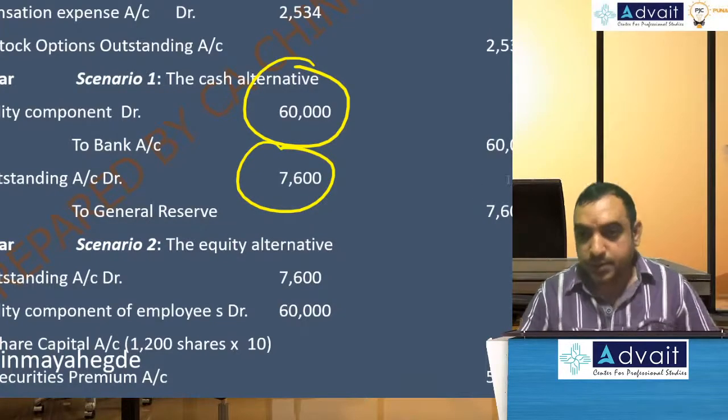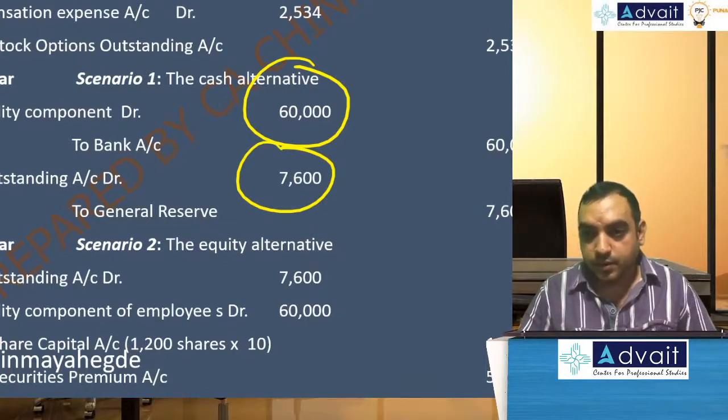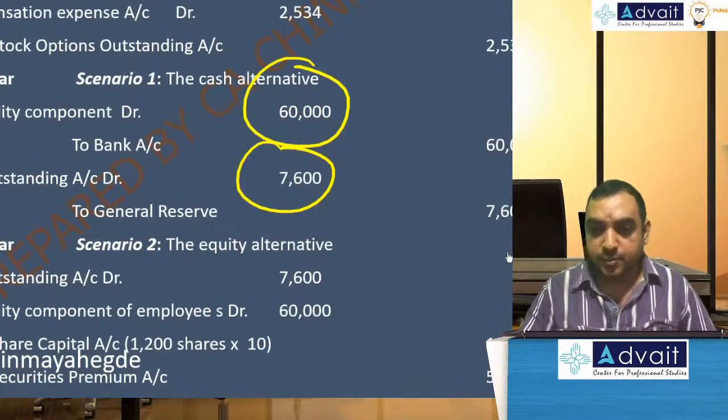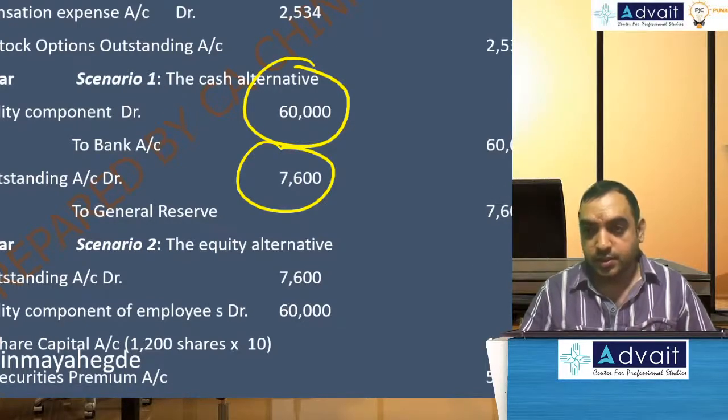Okay, let me see the thing. Can you explain the last entry once more? In which case full liability is recognized in year 1. Full liability is recognized in year 1. Vesting period is only 1 year. Yes. Okay.